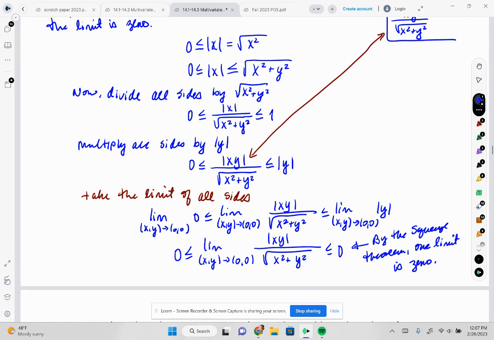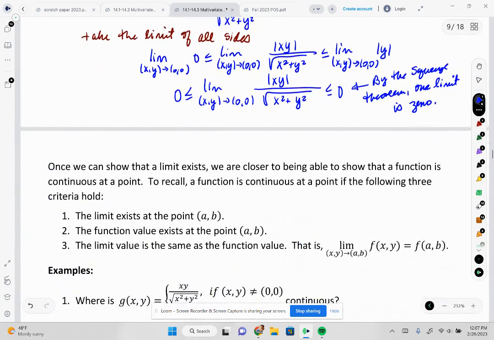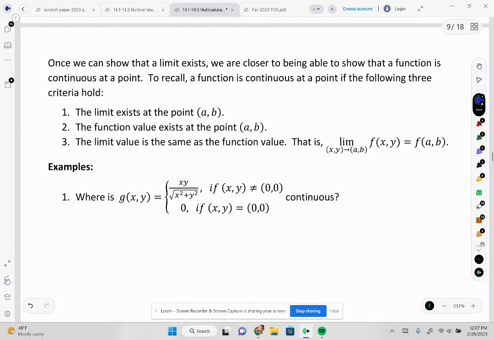So after 5 paths, I was happy to try the squeeze theorem. Okay, next topic is actually about continuity. So we have to remember our definition of continuity from Calc 1. And so a function is continuous at a point if the following 3 criteria hold.